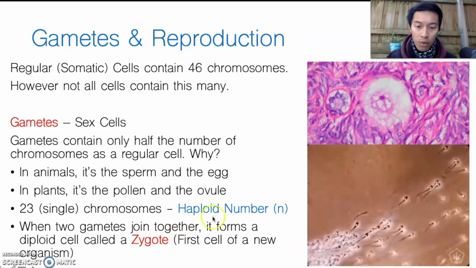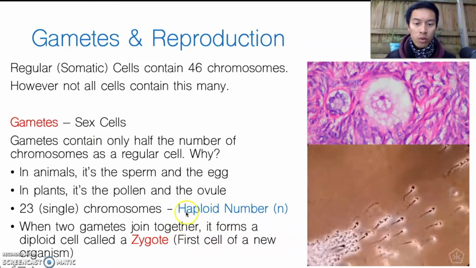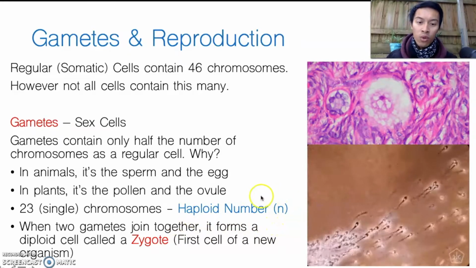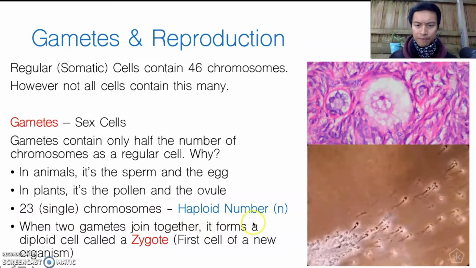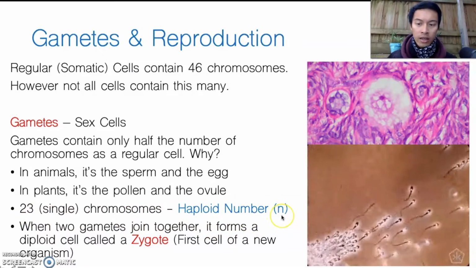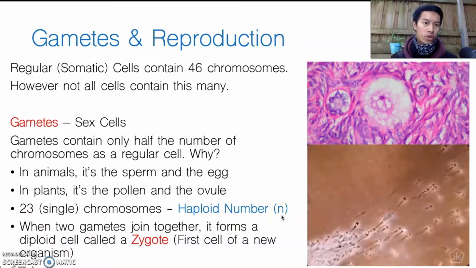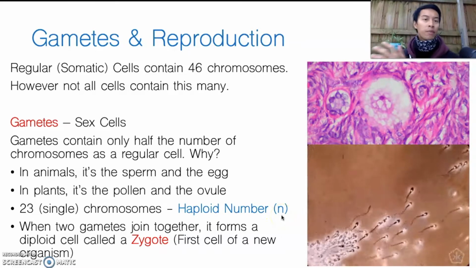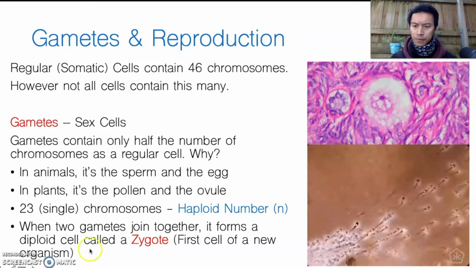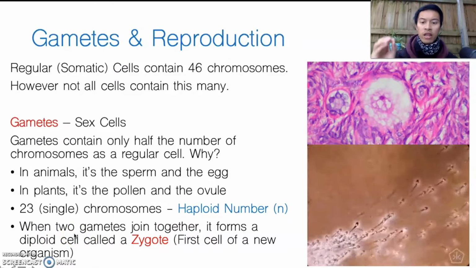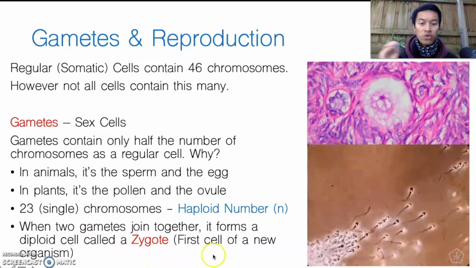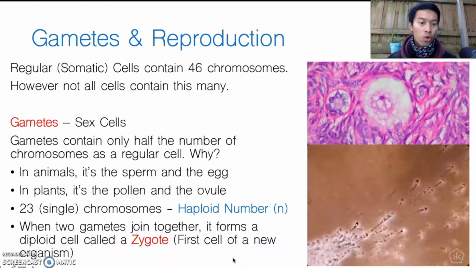We call that a haploid number. So remember, 46 chromosomes in a person is the diploid, or the full number, whereas 23 single chromosomes is a haploid number, represented by the single letter N. In people, N equals 23. In plants, N might be something else. When the two gametes join together, they form the diploid cell, and they form the zygote. The first new cell of an organism is called the zygote.